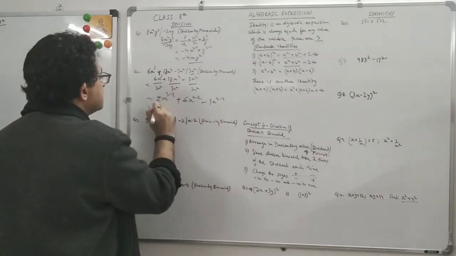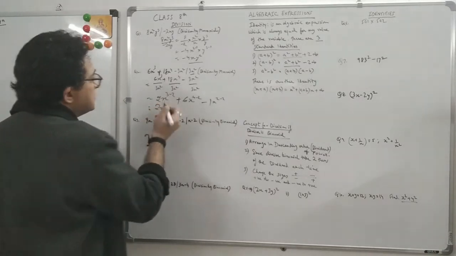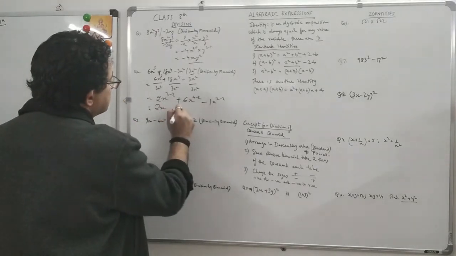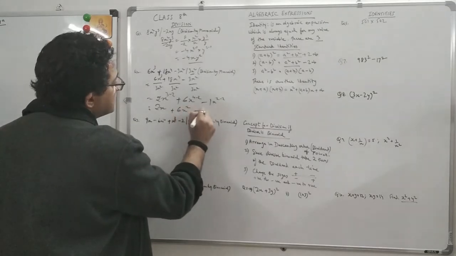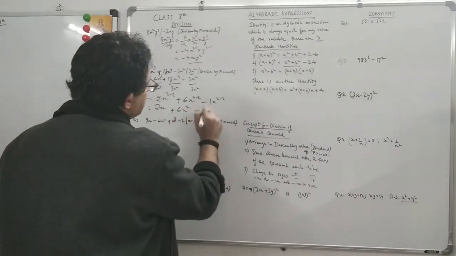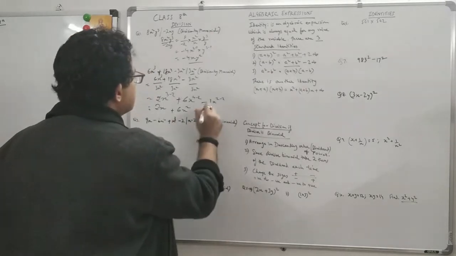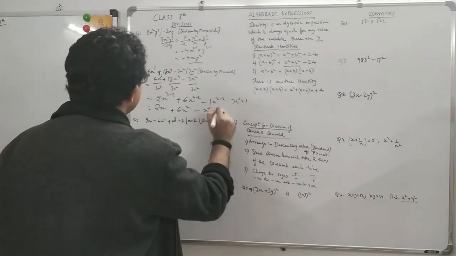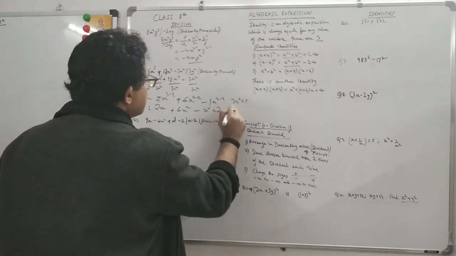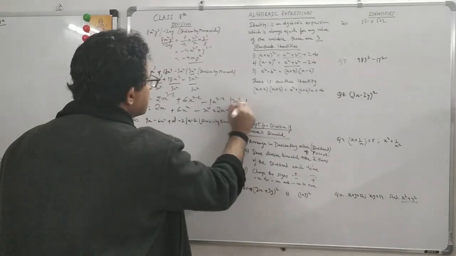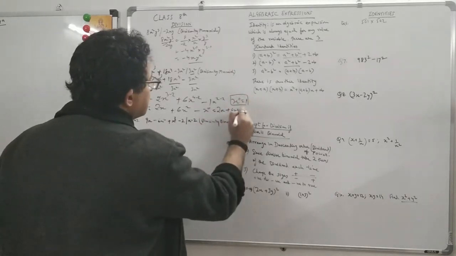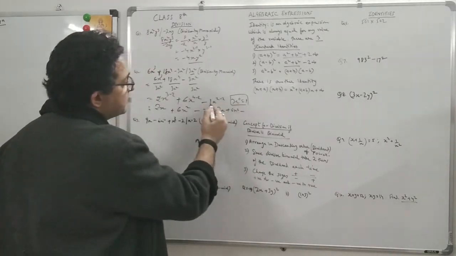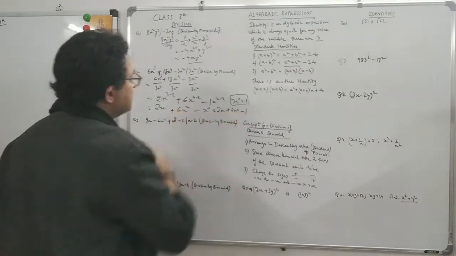So this becomes 2x, since 3 minus 2 is 1, so it is 2x only, plus 6x square, 4 minus 2, minus x to the power 2 minus 2. x to the power 2 minus 2 is x to the power 0, and x to the power 0 we know is 1. So the answer is 2x plus 6x square minus 1 into 1, which is minus 1 only. This is the answer.